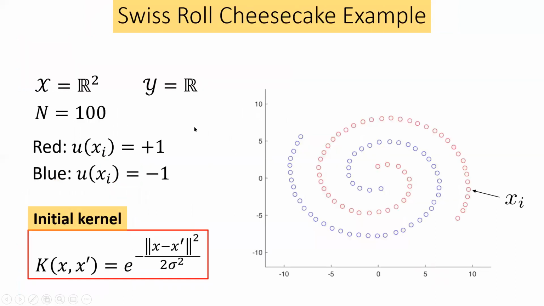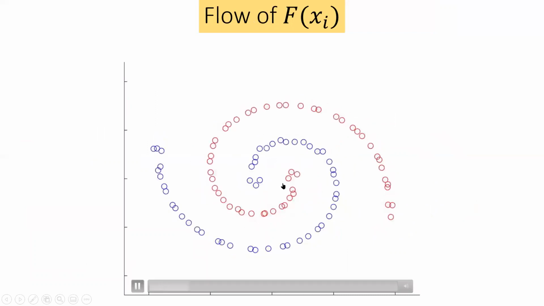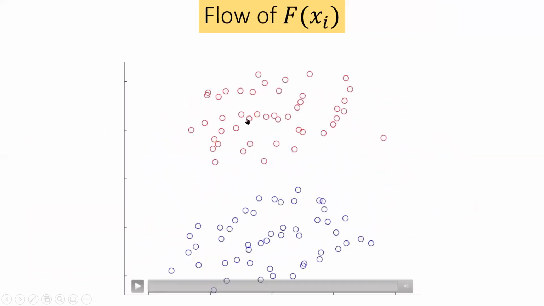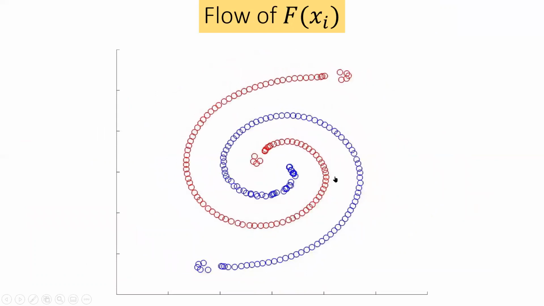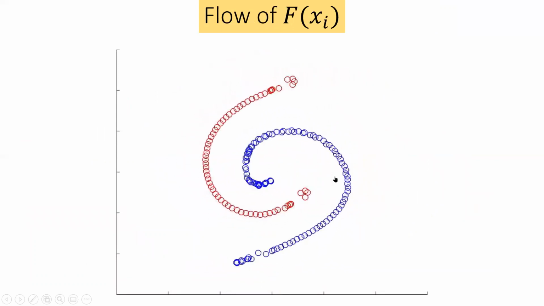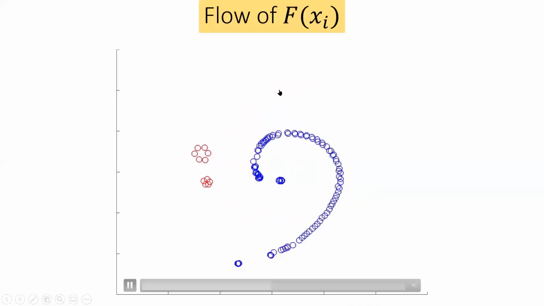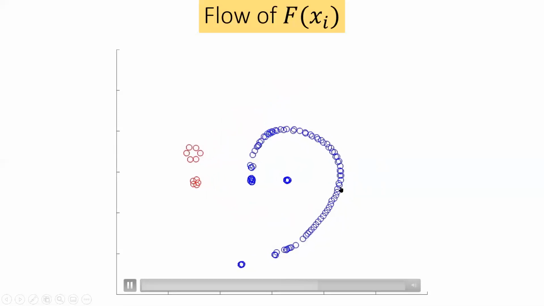So to see this in motion, we look at the Swiss roll cheesecake example. We have one blue spiral with output -1, one red spiral with output +1. We take the initial kernel to be the Gaussian RBF kernel, and we see that the two spirals are nicely detangled, and all the red points end up on one side of the domain, and all the blue points end up on another side of the R2 domain. We can also do this for a larger Swiss roll cheesecake. The red points end up on this side, the blue points end up on this side, and the spirals are nicely detangled.